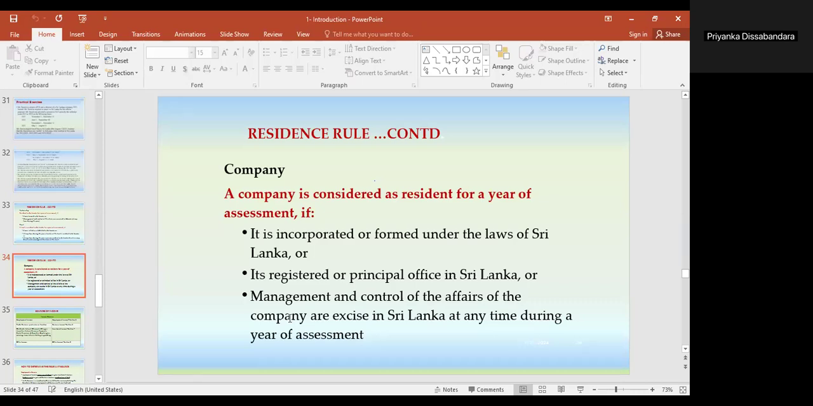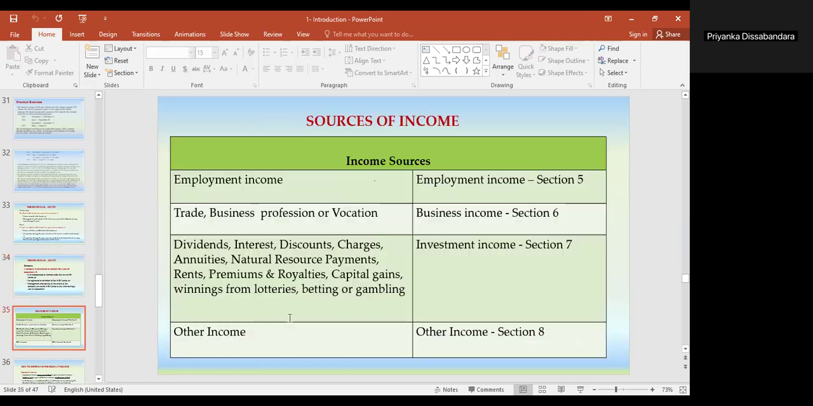So now I have explained about the residency of an individual, a partnership, a trust, and a company. These are the conditions to be fulfilled to become a resident of Sri Lanka. Do you have questions regarding the residency of an individual or a trust, partnership, or a company?